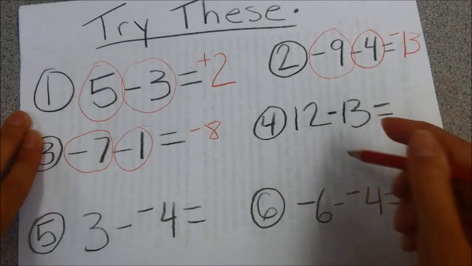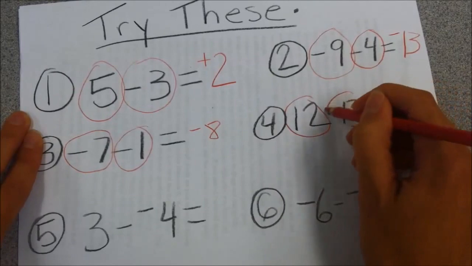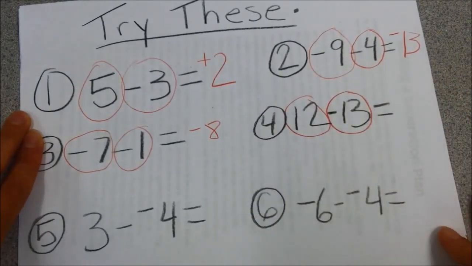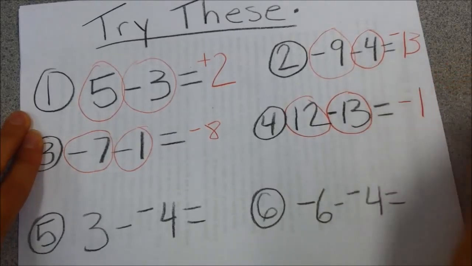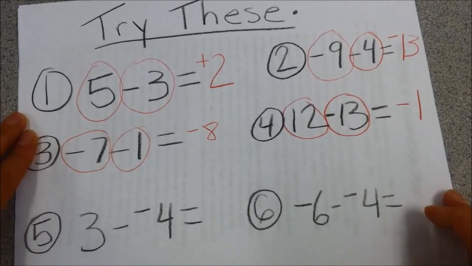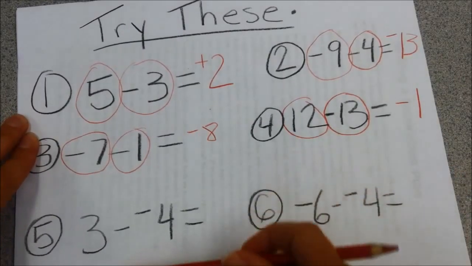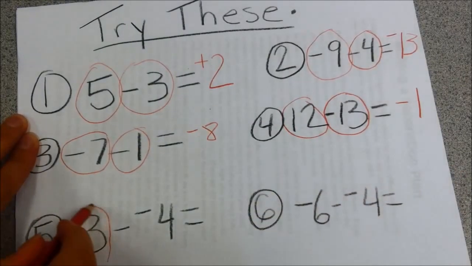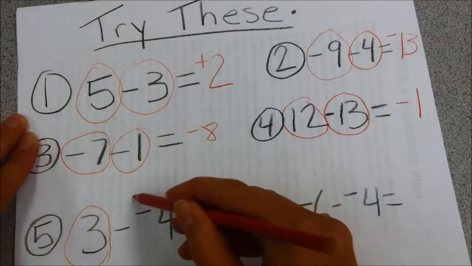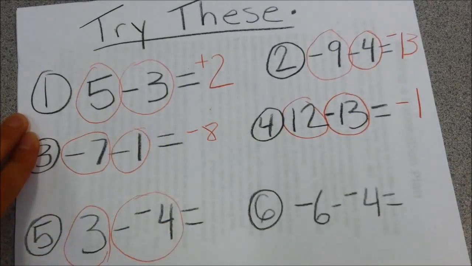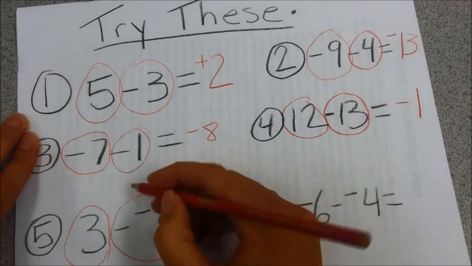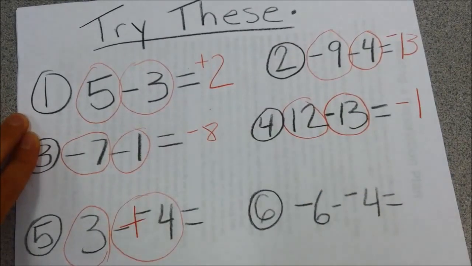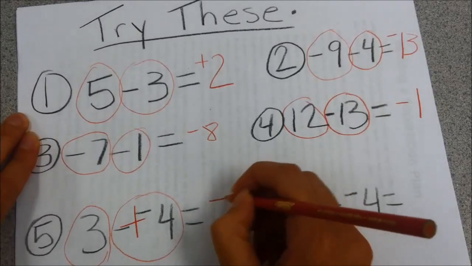Number 4, 12 minus 13. I'm going to circle my 12 and the 13 and the sign that is before it. Put the two together. These dogs will chase off 12 of these cats, and there'll be 1 cat left, which is a -1. Number 5, 3 minus a -4. I'll circle my 3, which is positive, and my minus a -4. Remember, when we take away negativity, all that's left is positivity. So I'm going to change this to a +4. So I have 3 dogs and 4 more dogs, and altogether I have 7 dogs.